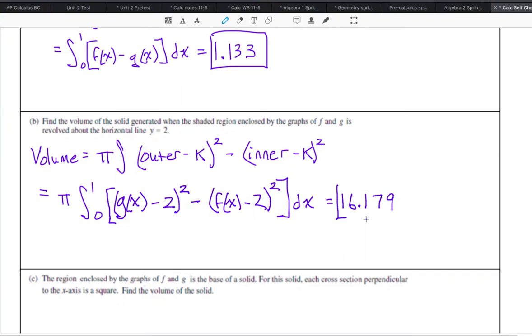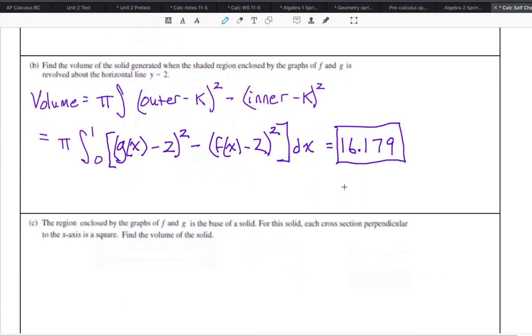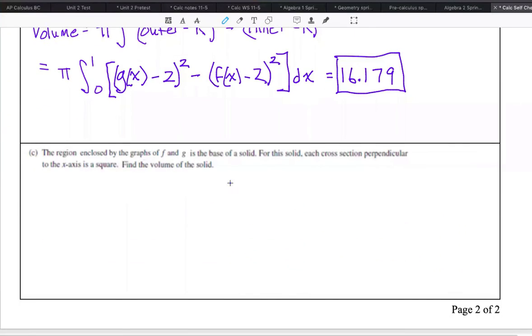Any questions on part B? And we're moving on to part C. All right, so each section is perpendicular to the x-axis, so dx still, and it's a square, so square cross-section. So the general volume when I'm doing square cross-sections, again, is the integral of your top minus bottom, that quantity squared. So here we go.